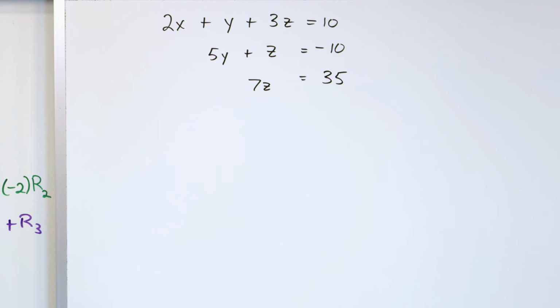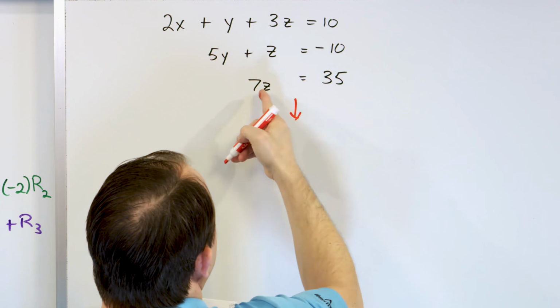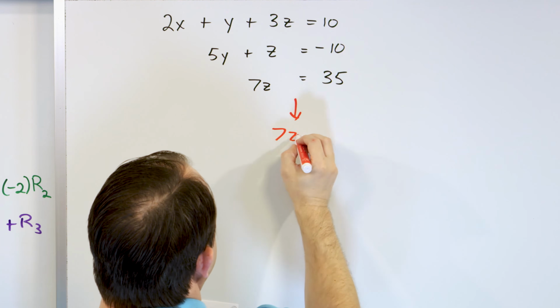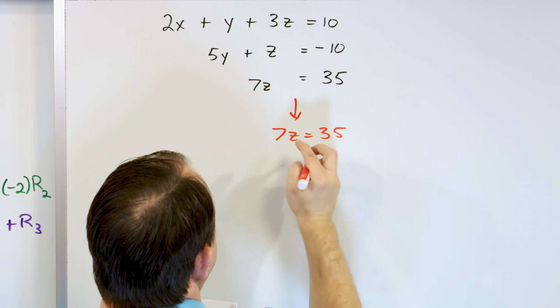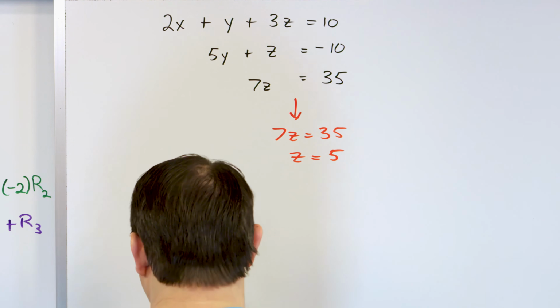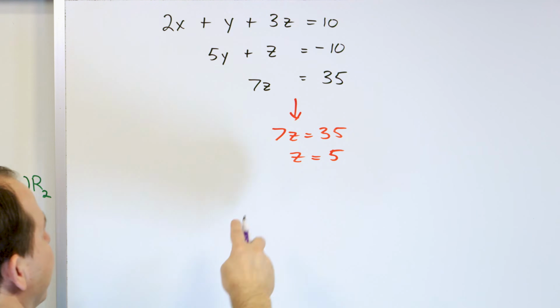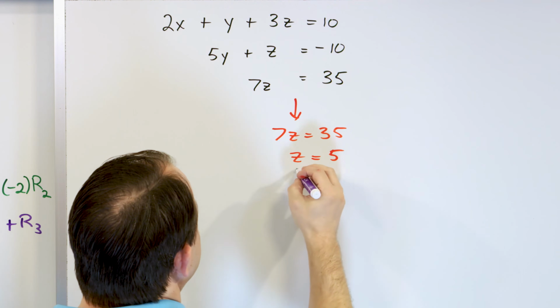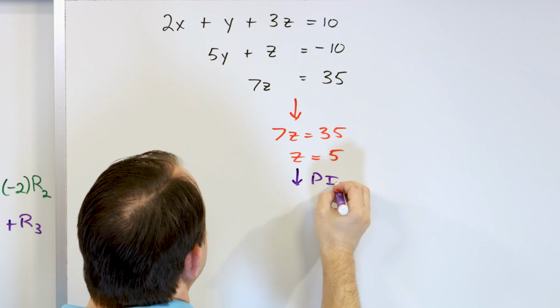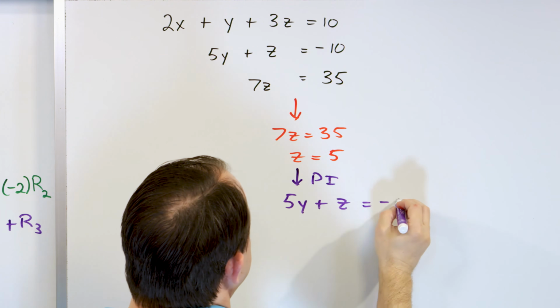All right? So how do we solve the system of equations? Well, first, you take a look at the third equation. The 7z is 35, and you just divide. So you say z is 35 divided by 7, and so you get z is equal to 5. That's the answer that you get. And then once you get that answer, we stick it into the previous equation. So we're going to plug this in to the equation right above. 5y plus z is negative 10.